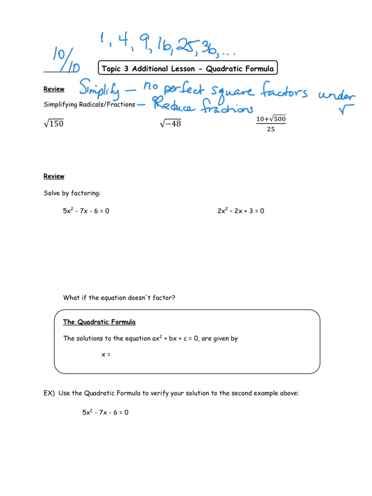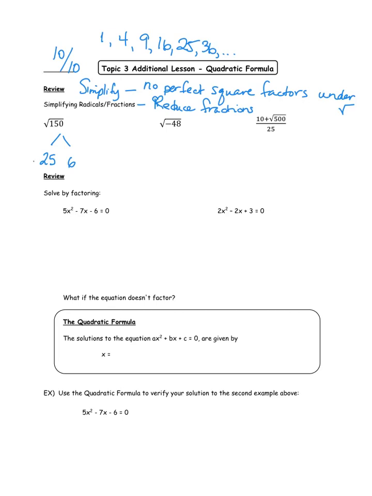Now, I've only listed that up to 36, but we could list others as well. We could say 49, we could say 64, and so on. If I did, I could start looking at some of those bigger numbers, and 64 certainly does not divide into 150 evenly. Neither does 36, but 25 does. So what we're going to do is we're going to break this down into 25 times, let's see, 25 goes into 150 six times. So we're going to break it into 25 times 6.